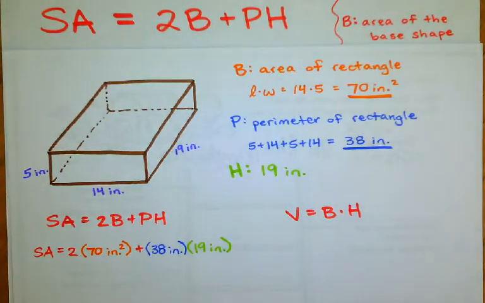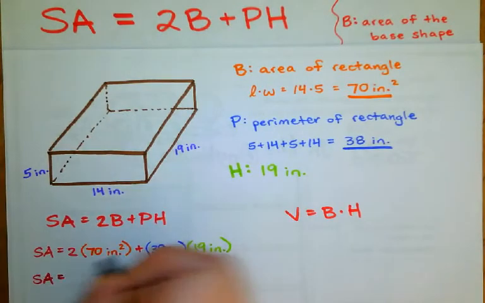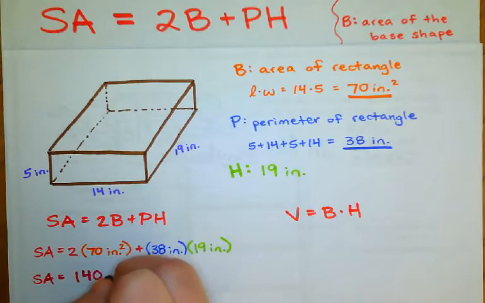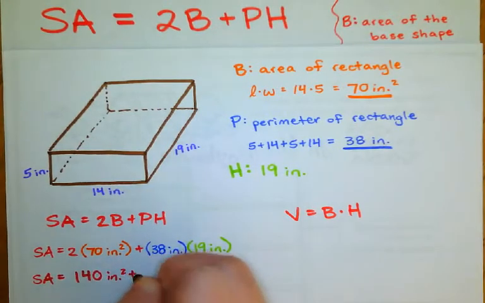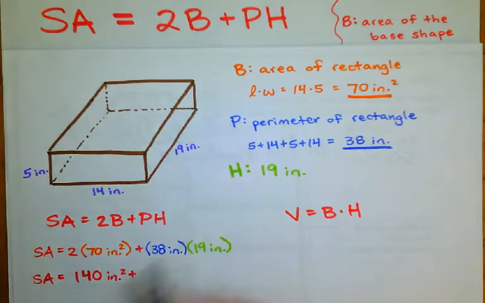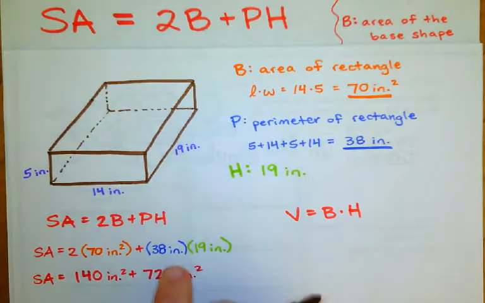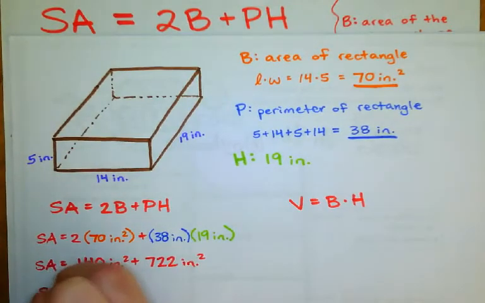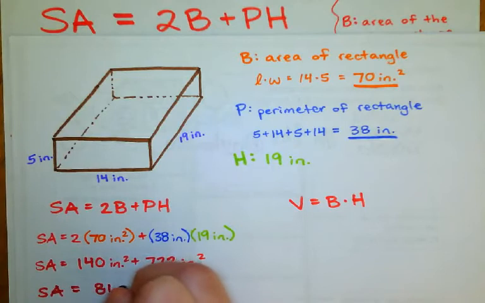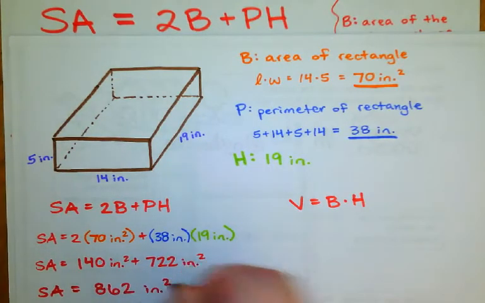Plugging all of this into our calculator, 2 times 70 is 140 inches squared, plus 38 times 19 is 722 inches squared, because inches times inches is inches squared. Then, since we've got like terms, we can combine these and say that our surface area, 140 plus 722, is 862 inches squared.